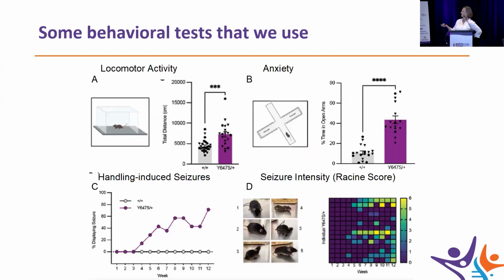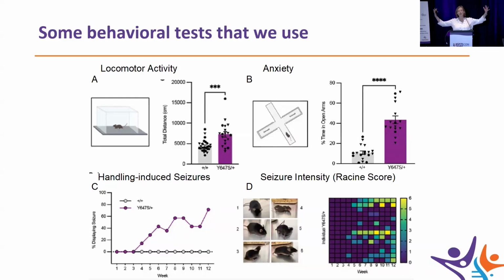Here's some other behavioral tests that we do. So here's the locomotor box. We can look at anxiety by looking how much time they spend out in the open versus in an area where there are close walls. We actually see that the animals don't like being closed in, and they spend more time out in the open. So they don't like walls really close to them.